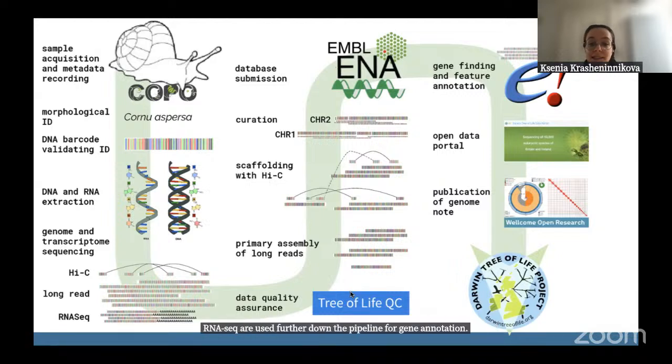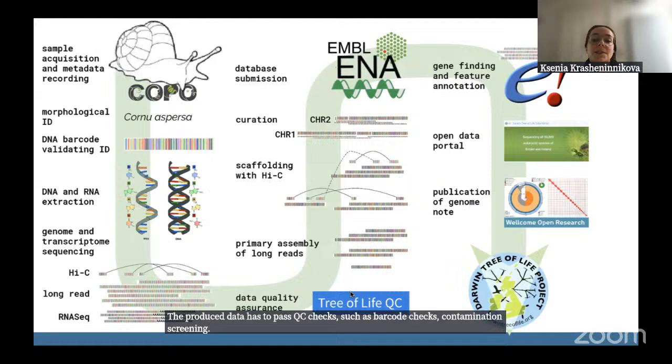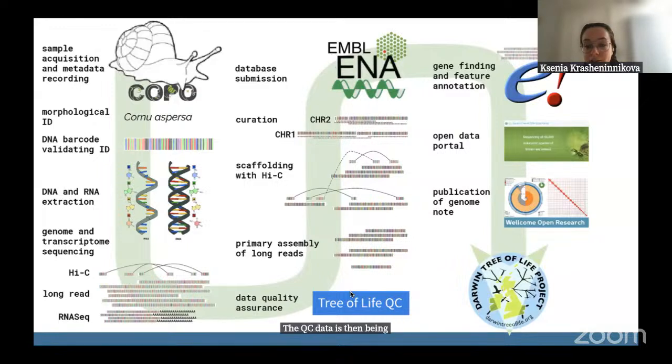The produced data has to pass QC checks, such as barcode checks, contamination screening, and k-mer analysis, and we're going to look into it in more detail in a minute. The QC data is then assembled in different stages. First, raw contigs are generated, then they are scaffolded using Hi-C data. Organelle assemblies are generated separately.